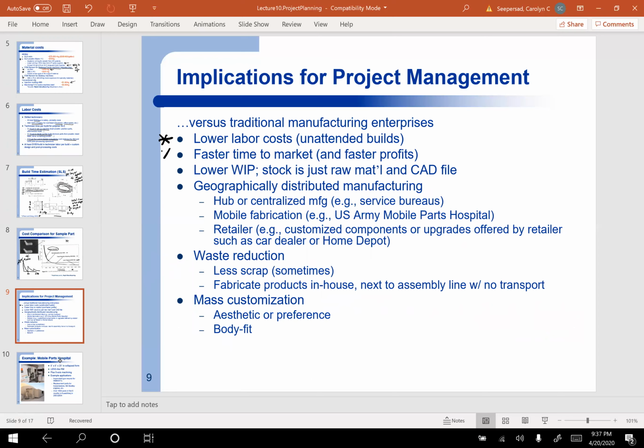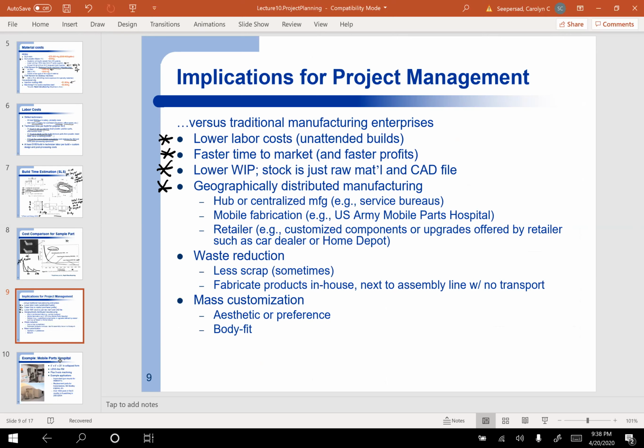There can be faster time to market. You don't have to build up tools to be able to do this. You can go directly from a digital file to a final part, especially if you've already proved it out and you know you can make it. There's less work in progress. The stock is just the raw material and the CAD file, and you're making it. You can distribute the manufacturing so you don't have to ship things as far. You can have some sorts of hub or decentralized manufacturing, like at service bureaus.